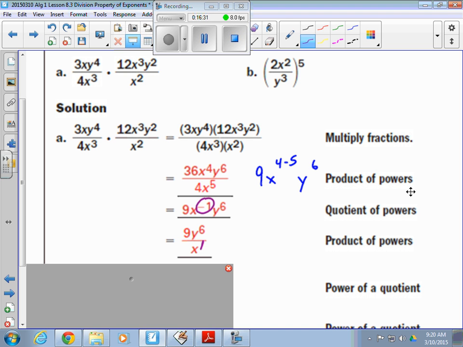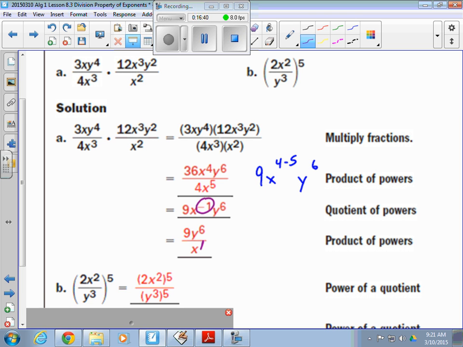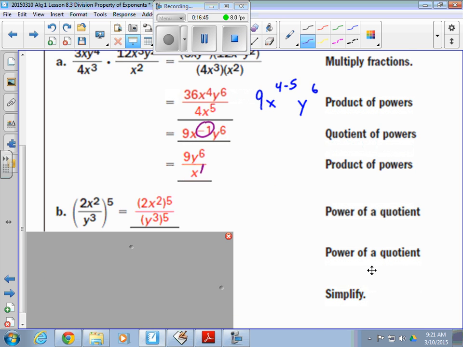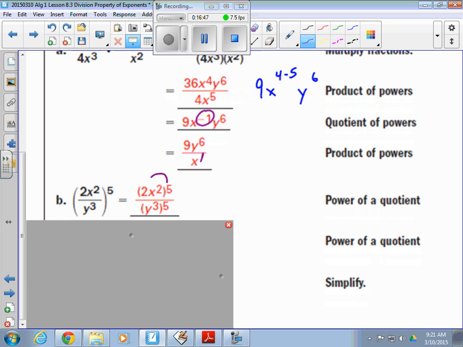The other problem says 2x squared over y cubed, all to the 5th. First thing you want to do is make sure everything gets raised to the 5th power. So raise the top to the 5th power and the bottom to the 5th power. 2 to the 5th, just like the bell work, x squared to the 5th. Multiply the exponents when you raise a power to a power. So it'll be 2 to the 5th. Same thing with this one. Y to the 3rd to the 5th is going to be y to the 3 times 5.